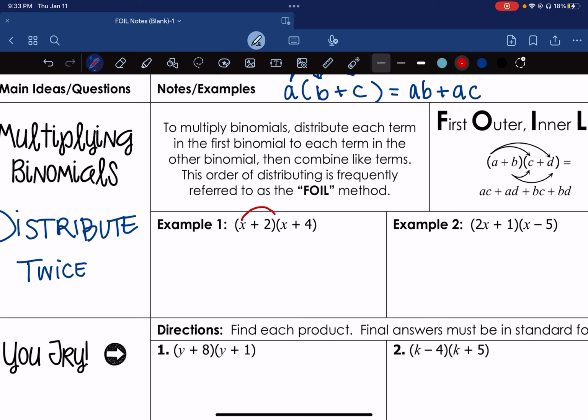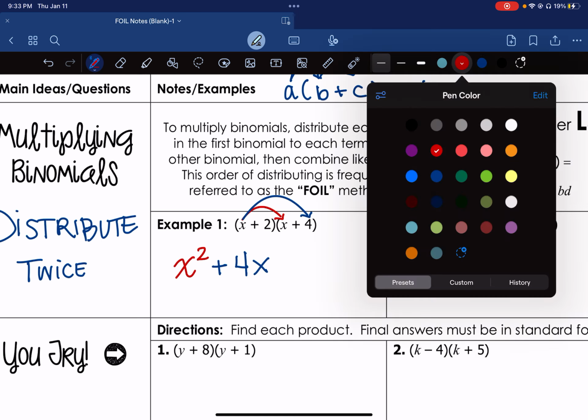If we are going to multiply x times this first x, and then we are going to do x times 4. Now, x times x should be easy. That's x squared, all right? x times 4 should also be easy. Those are both positive, so we're going to make it 4x. So far, so good.